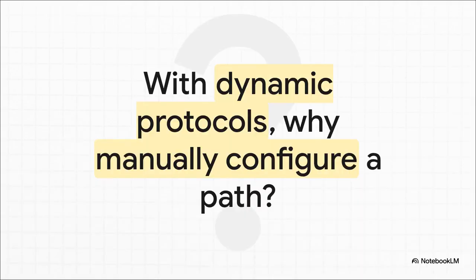Okay, but that immediately brings up a huge question, right? I mean, we've got these incredible dynamic protocols, things like OSPF, that basically do all the work for us. They figure everything out, they adapt when things break automatically. So why on earth would you ever go back and manually configure a path? It feels a little outdated, doesn't it? Well, as you're about to see, there are some really compelling reasons.